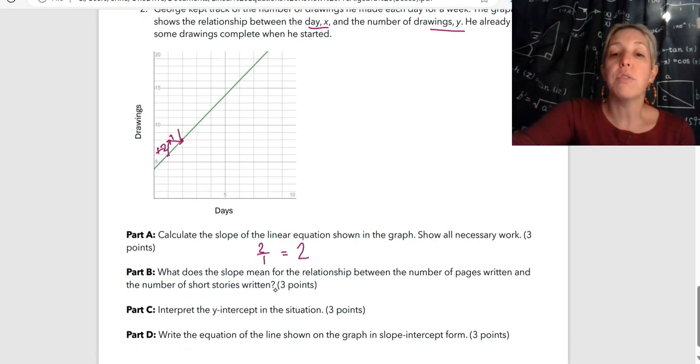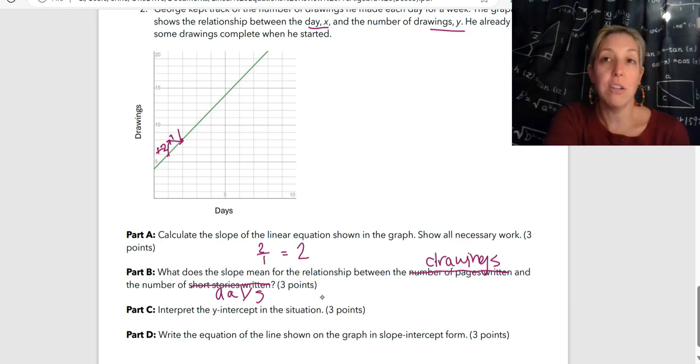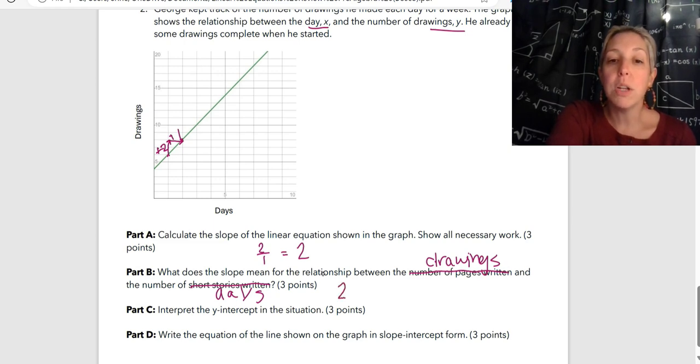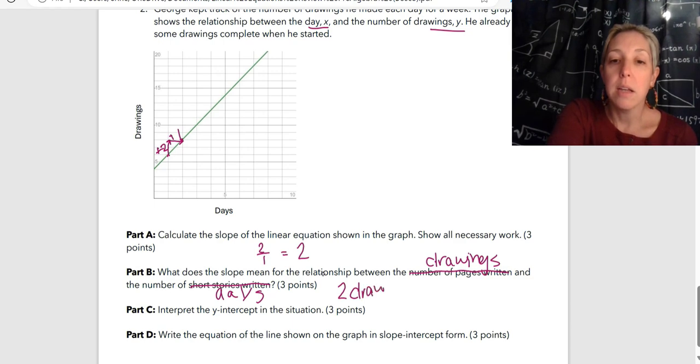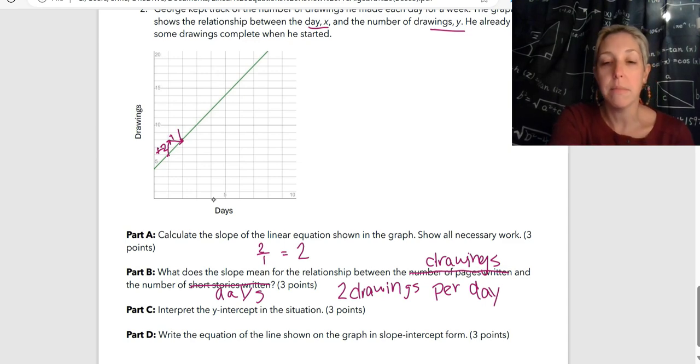What does the slope mean for the relationship between the number of pages written, number of short stories written? So for this one, instead of pages written, we've got drawings and days. All right, and for this linear graph, if our slope is 2, that means that George is doing 2 drawings per day. That's what that slope means. And every time you look at this, every day, it goes up 2 drawings. So that's what that slope means.